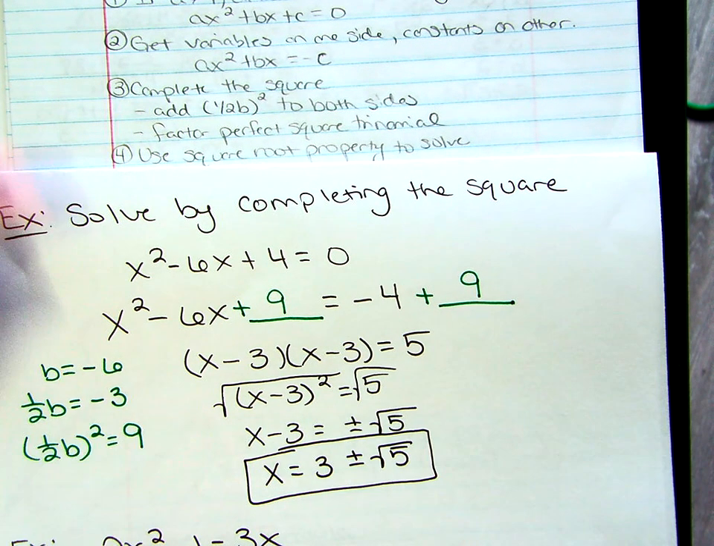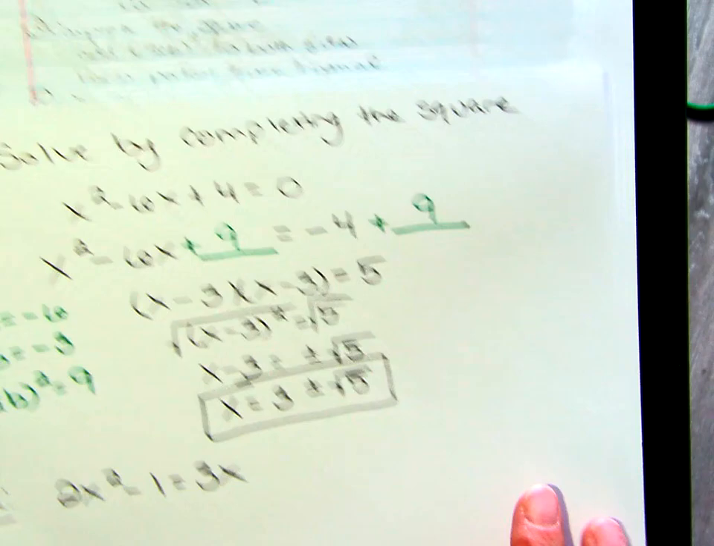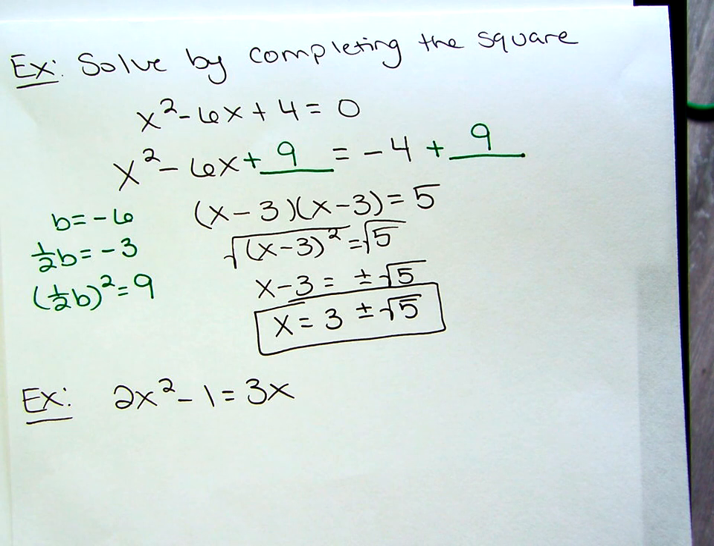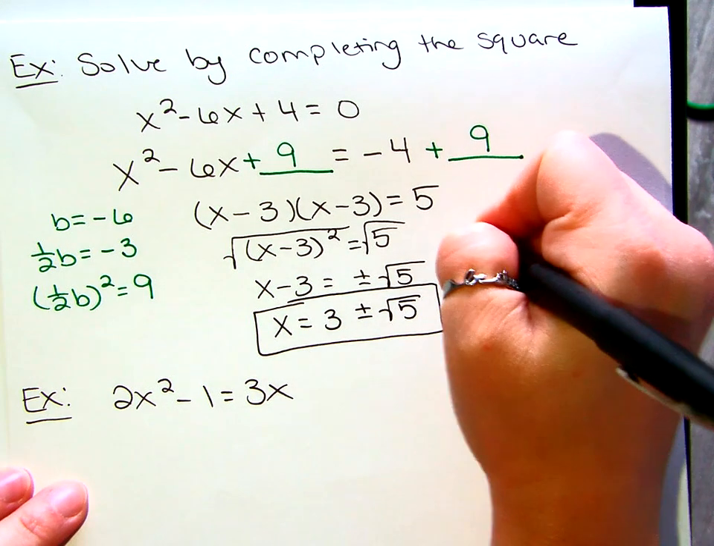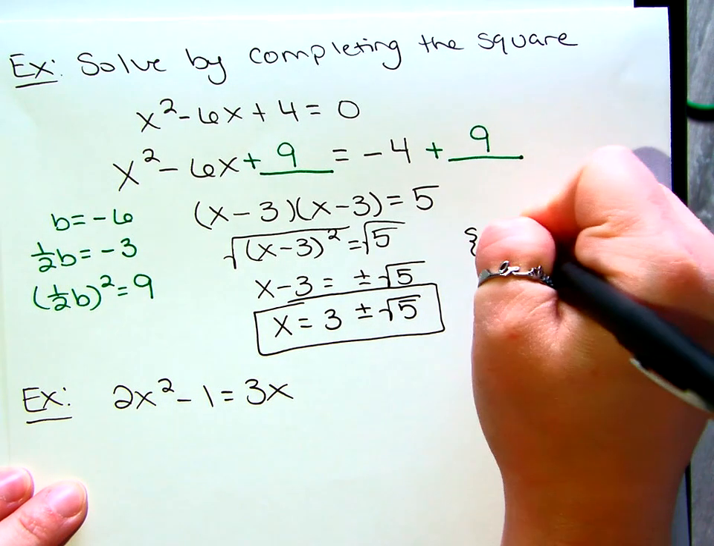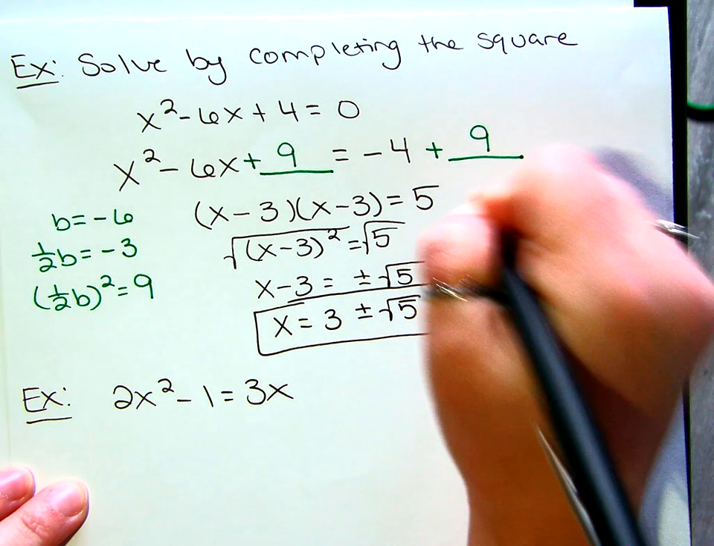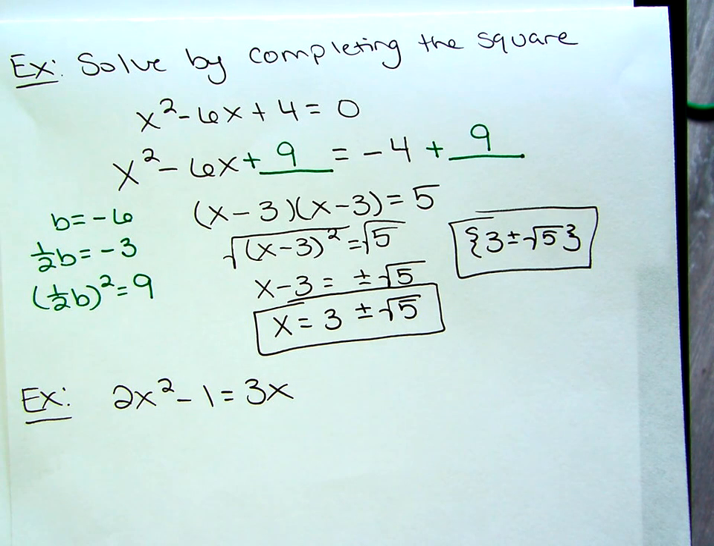It is the most accurate answer because we left everything in terms of the square root. We didn't do any type of approximation. And so our solution set would be 3 plus or minus the square root of 5. So we're still getting two answers. It's just one of them is going to be 3 plus the square root of 5, and the other one is 3 minus the square root of 5. But we did just officially complete the square, and we solved that quadratic.